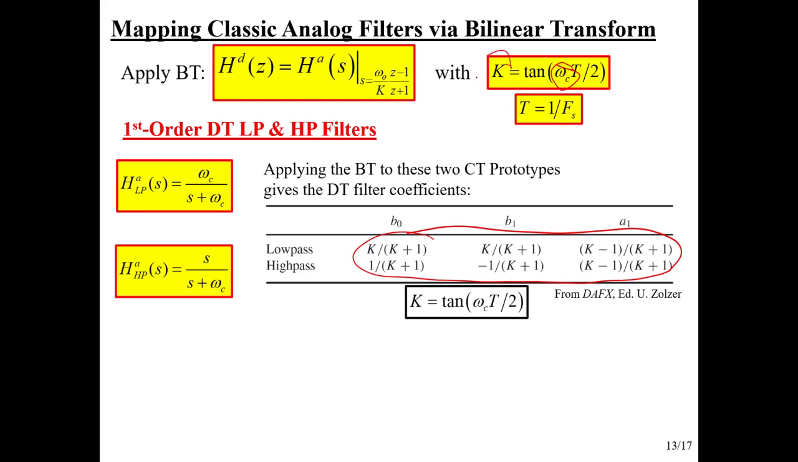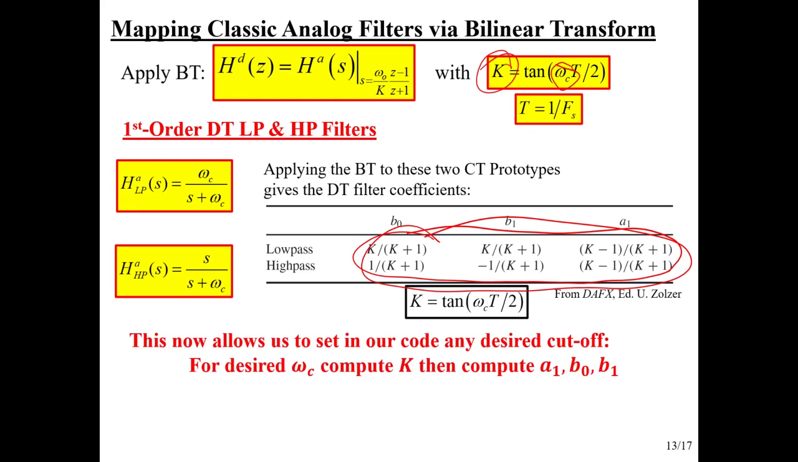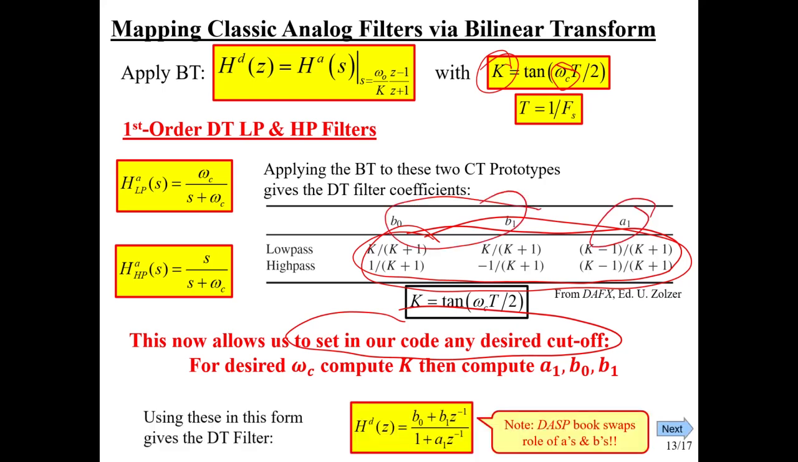You then calculate the K, and then you populate your coefficients, and now you have a filter that will have a cutoff frequency that perfectly matches what the user set with that knob. So that's what I'm saying here. Allows us to set in code any desired cutoff frequency, and we can figure out what the A0, well, the A0 is always set to be equal to 1, what the A1 and the B0 and B1 are. So here's the form that we would end up in.